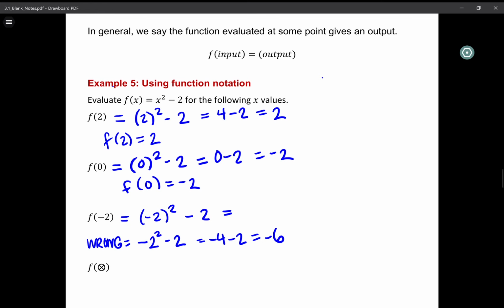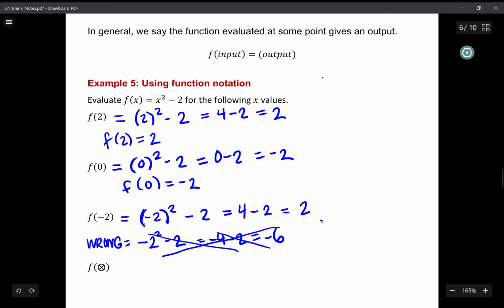The function tells me to square my input, so it wants me to square the whole negative 2. So don't do that. Put parentheses around anything you're subbing in so you're sure to get that order of operations correct. Negative 2 squared is negative 2 times negative 2, which is 4, minus 2, which is 2. So f of negative 2 is 2.